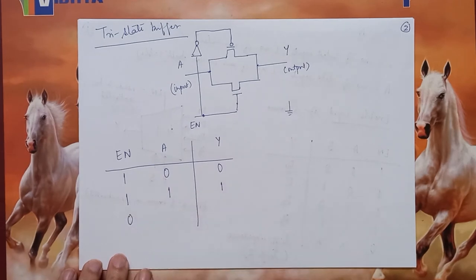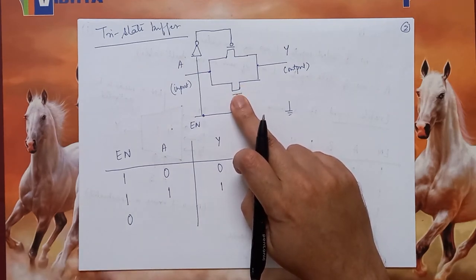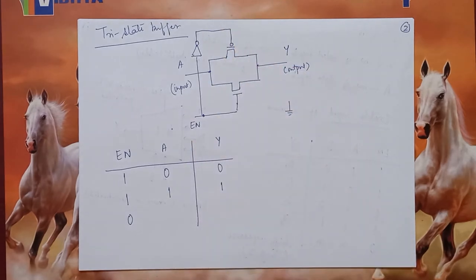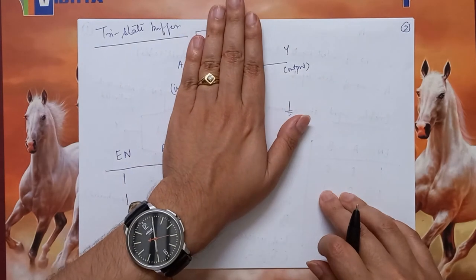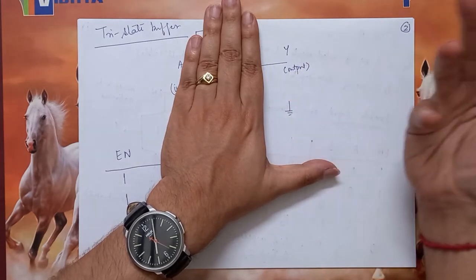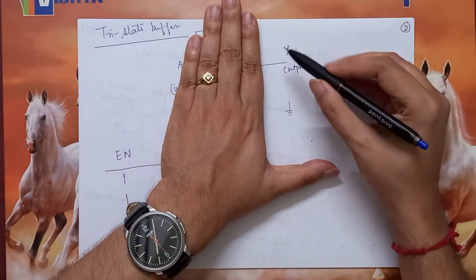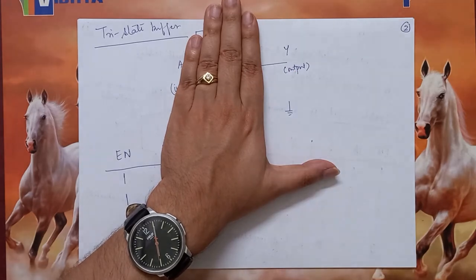Now suppose I make EN as 0. What will happen? The NMOS gate will get a 0 and the PMOS gate will get a 1. So both transistors will be off. So the connection between A and Y will now no longer exist. It's like saying this entire left-hand part of the circuit has now disappeared. And Y is a floating connection. The wire is not connected to anything. So it's very difficult to say what the voltage at Y will be. It could be 0. There could be some noise on it.